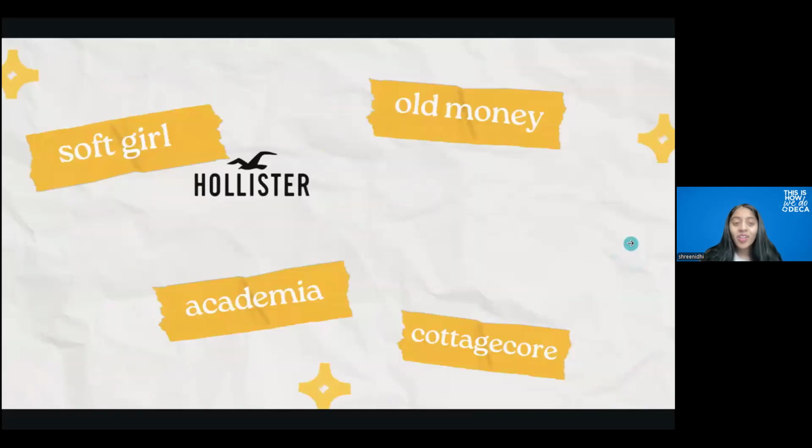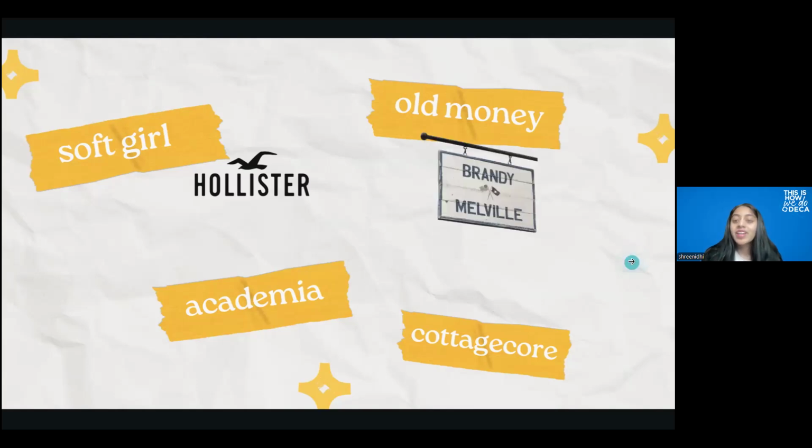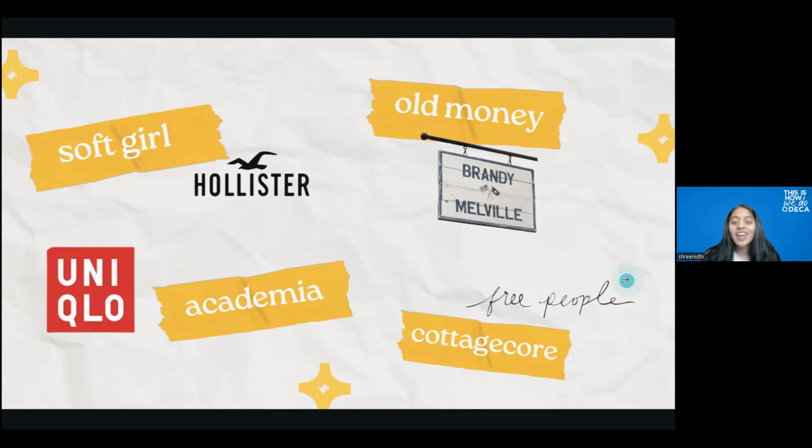For example, Hollister adopts many of the soft girl attributes from their pastel pinks as well as their bows. And then Brandy Melville has more of a New England style of clothing, referring to that old money aesthetic. Then we see Uniqlo with their academia inspired fits, with their business casual outfits. And then we see Free People with their flowy dresses, referring to that cottagecore aesthetic.